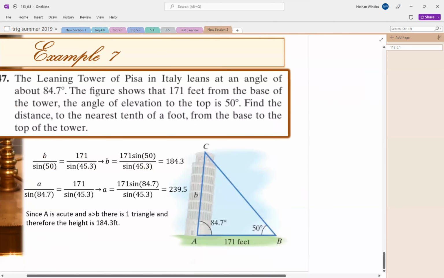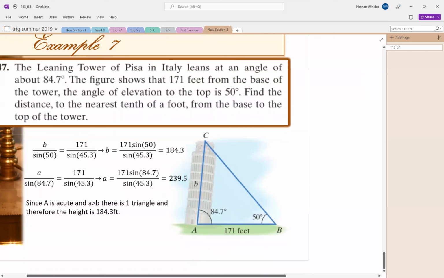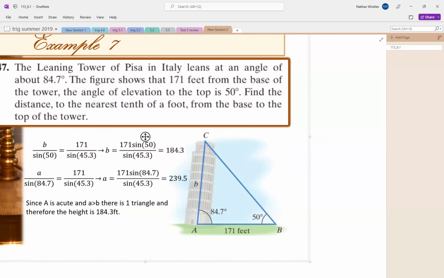All right. So the Leaning Tower of Pisa in Italy leans at an angle of about 84.7 degrees. The figure shows that 171 feet from the base of the tower, the angle of elevation to the top is 50 degrees. Find the distance to the nearest 1/10 of a foot from the base to the top of the tower. So in other words, we're looking for B.